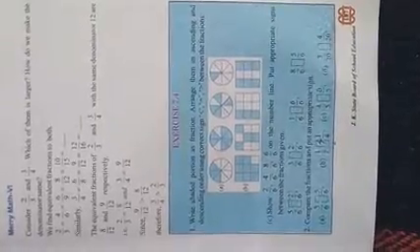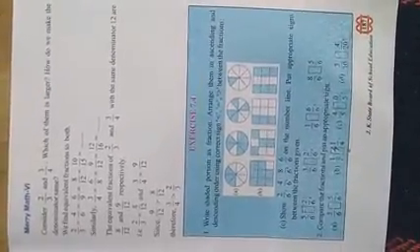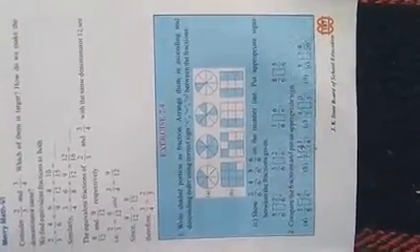Like fractions are the fractions whose denominators are the same, like 1 by 5, 3 by 5, 4 by 5, etc. And unlike fractions, the fractions with different denominators are called unlike fractions, like 1 by 5, 2 by 7, 3 by 10, etc.